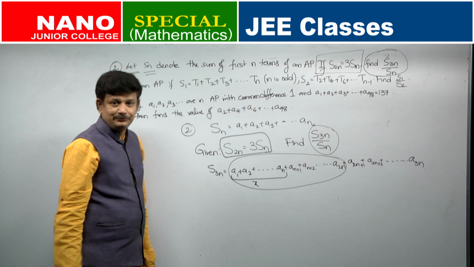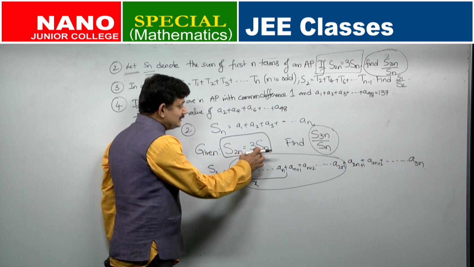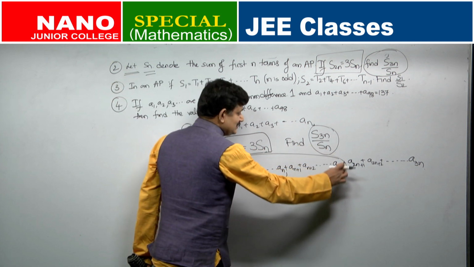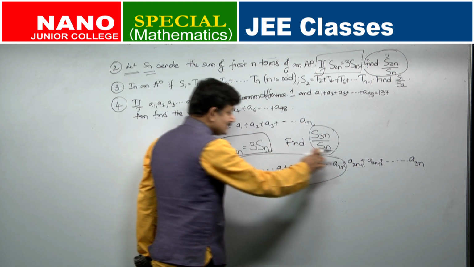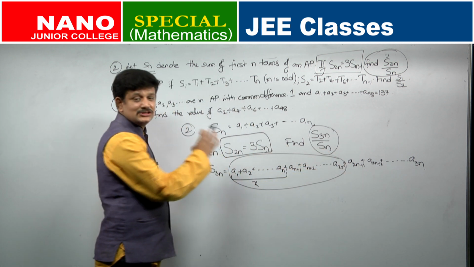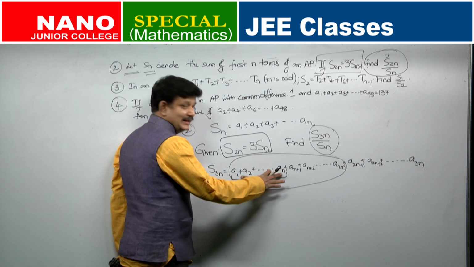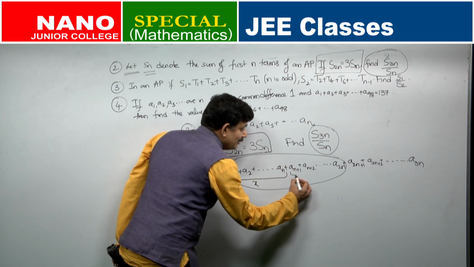This is S2n. This is given to be how much? 3 times of Sn. Sn I called it x. So, this entire summation is 3x. This entire summation is how much? 3x for me. Yes or no? And this is how much? X.